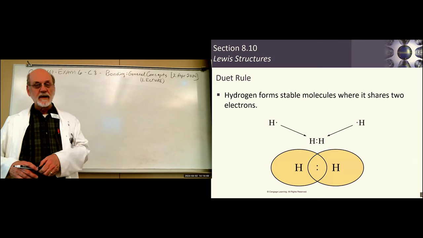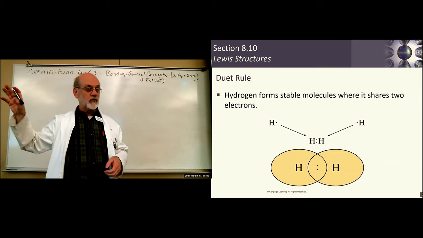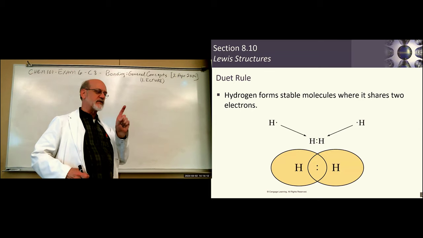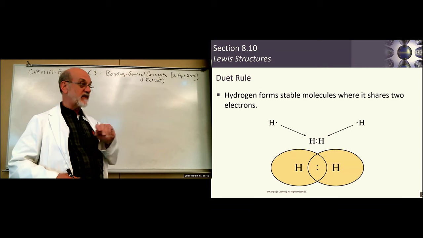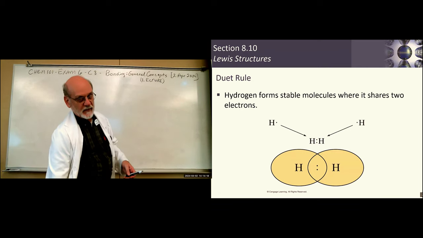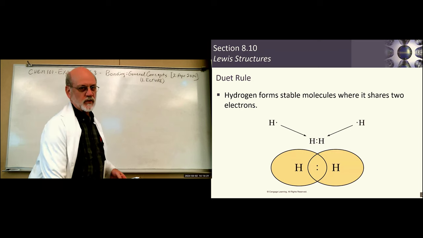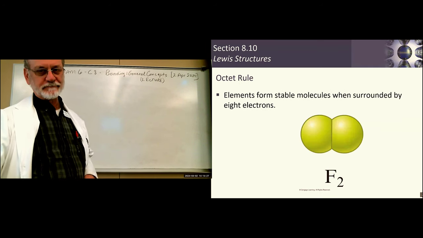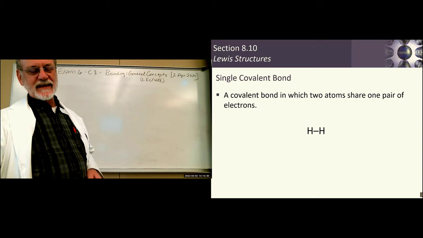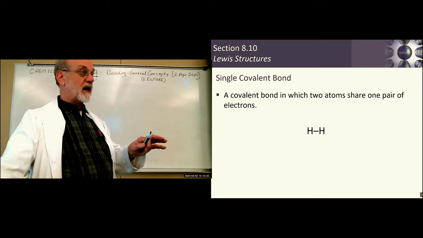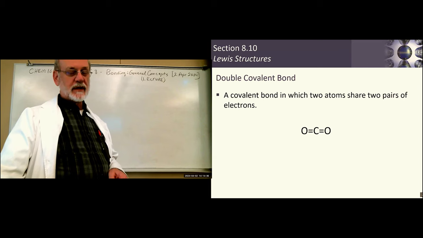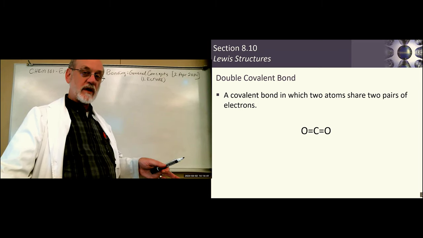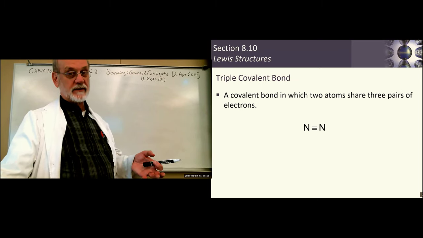And most of the time we'll be interested in the octet rule, but whenever there's hydrogen involved, it's the duet rule, because hydrogen only has access to 1s orbitals, which means 2 electrons, and that's it. No more for hydrogen. But the others will respond to the octet rule, like fluorine. Okay? So here's an example: we represent with a single bond between two hydrogen atoms. Then a covalent double bond between the carbon in one oxygen and the carbon in the other oxygen. And then nitrogen has a triple bond.